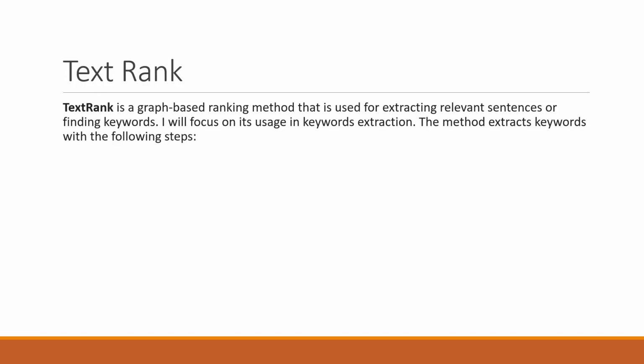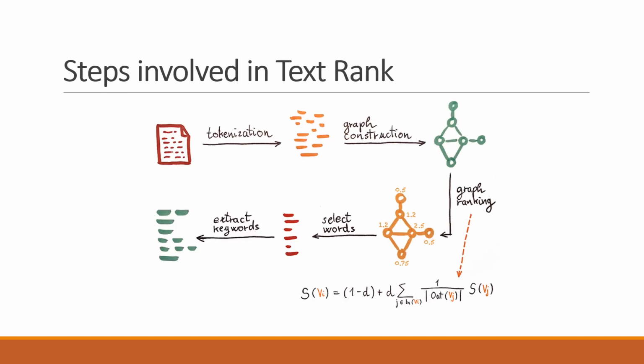TextRank is a graph-based ranking method that is used for extracting relevant sentences or finding keywords. I will focus on its usage in keyword extraction. The method extracts keywords with the following steps: tokenization, graph construction, graph ranking, select keywords, extract keywords.